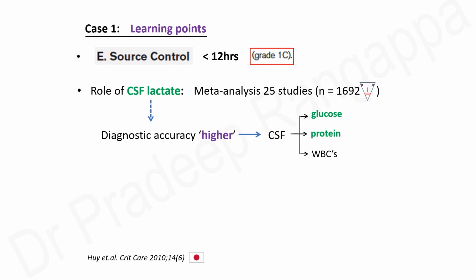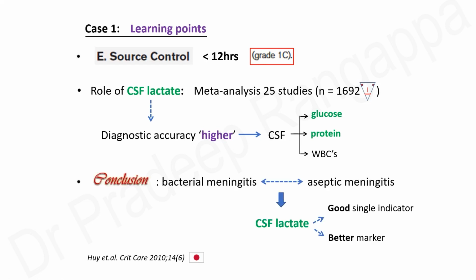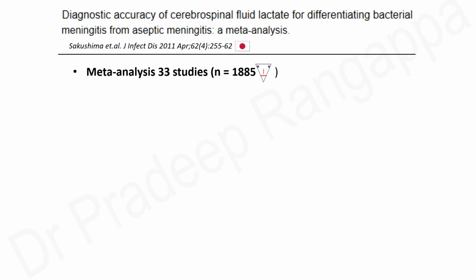This is very sensitive to bacterial meningitis. And it will also help you to differentiate between bacterial meningitis and aseptic meningitis. Like typically you'll have ventriculitis, where there is not necessarily an infective source. The blood itself could be an irritant. So it will help you to discriminate between that. And CSF lactate is considered a good single indicator and a better marker than other variables. So I would say it is good to use this as an adjunct to the CSF glucose, protein, and WBC. Put it together, and I think having a logical conclusion would be much better.